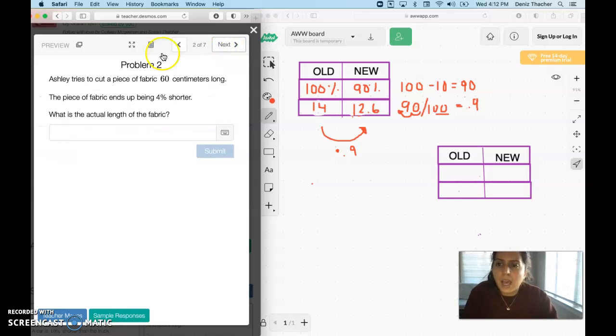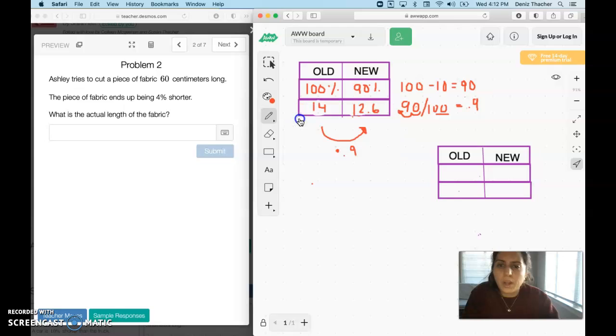Problem number 2. Ashley tries to cut a piece of fabric 60 centimeters long. The piece of fabric ends up being 4% shorter. What is the actual length of the fabric? So again, here we are taking a look at the old side. We're going to go ahead and write 100%. That's what she wanted to do, and she wanted it to be 60 centimeters long. Unfortunately, it ended up being 4% shorter, and 100 minus 4 is 96%.